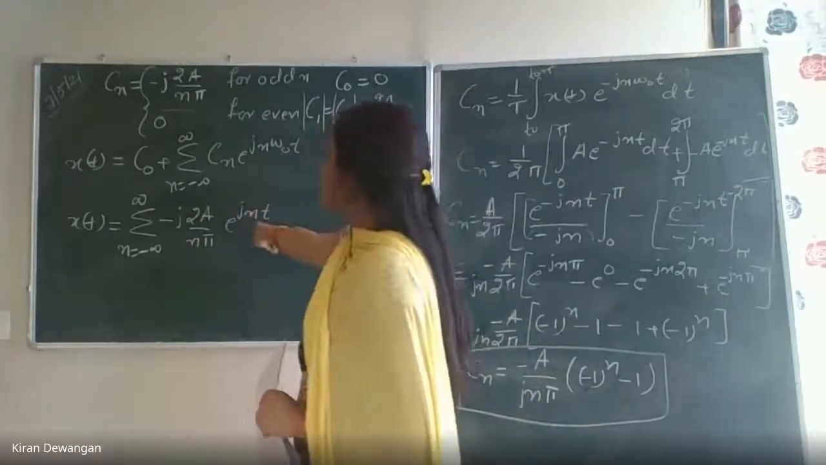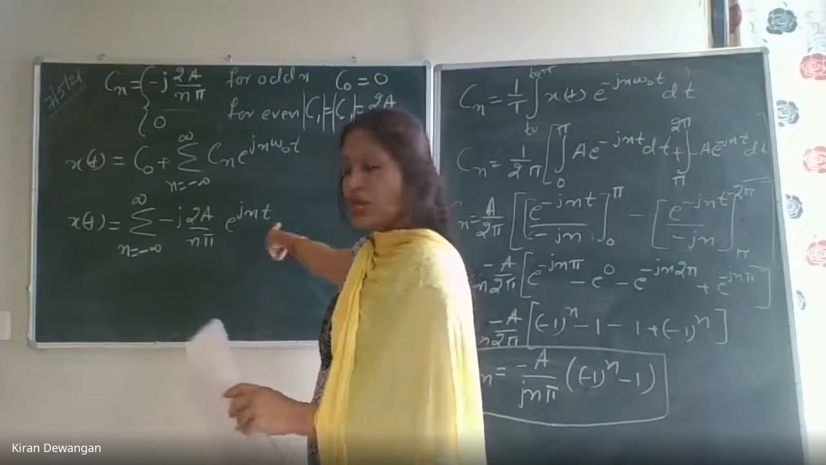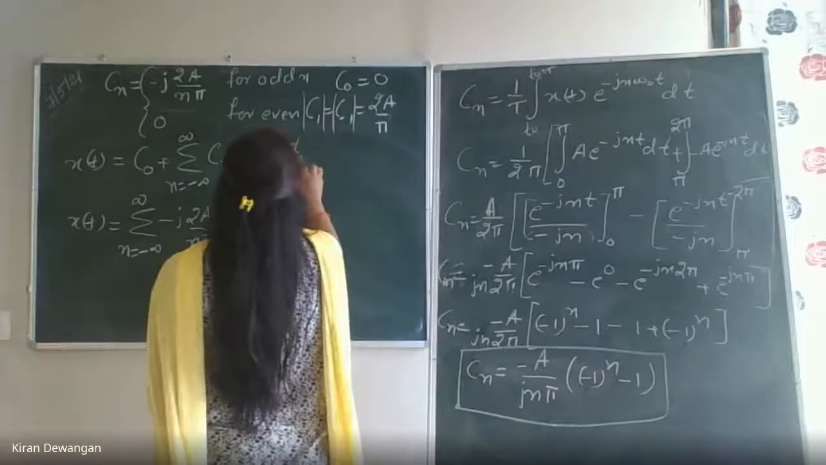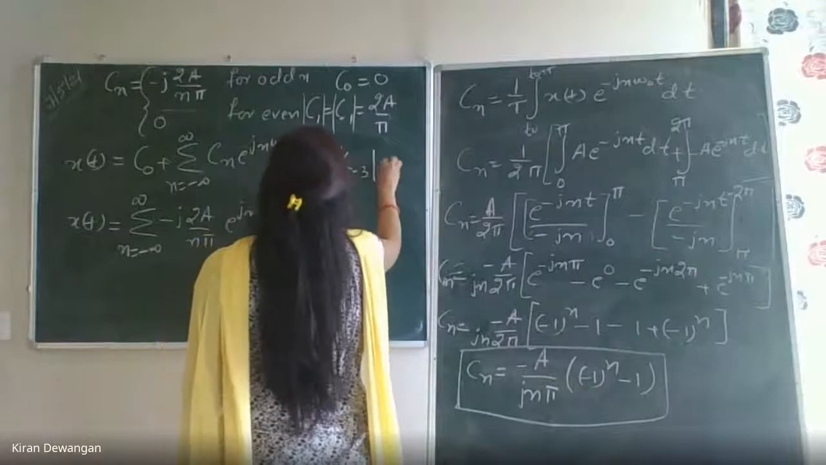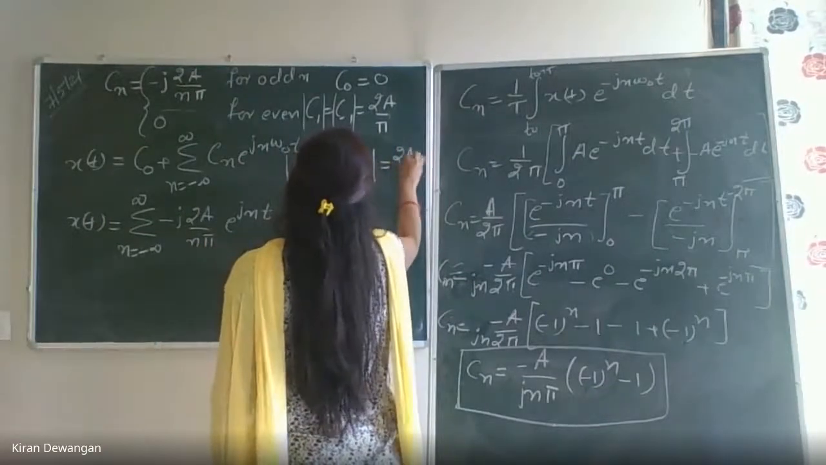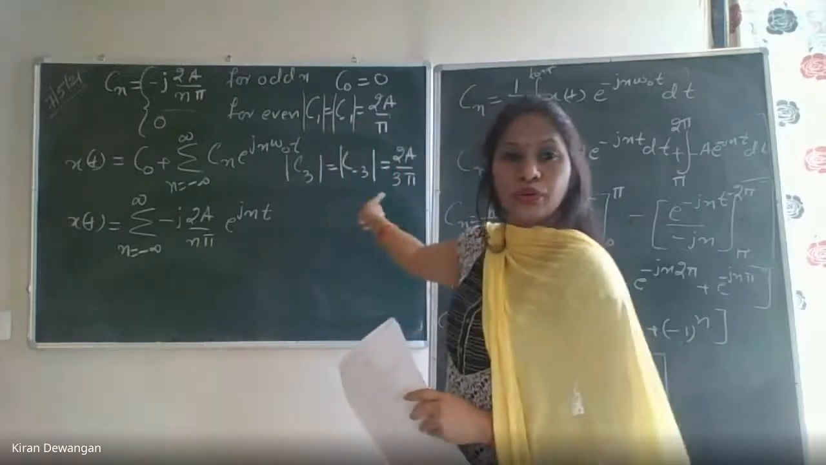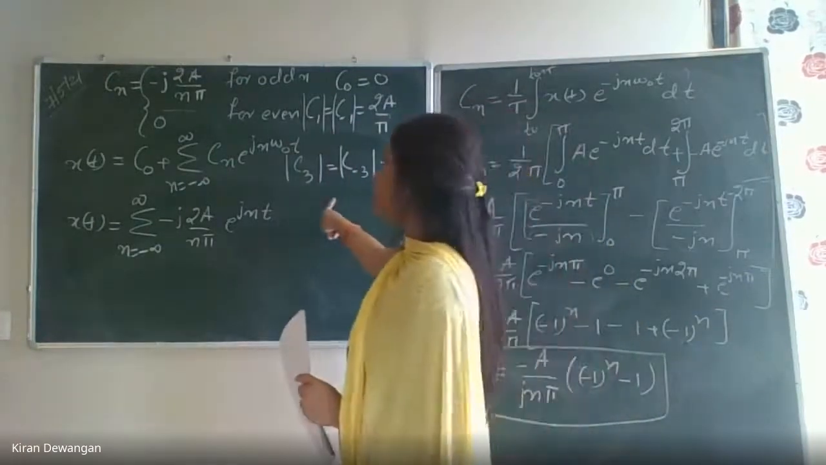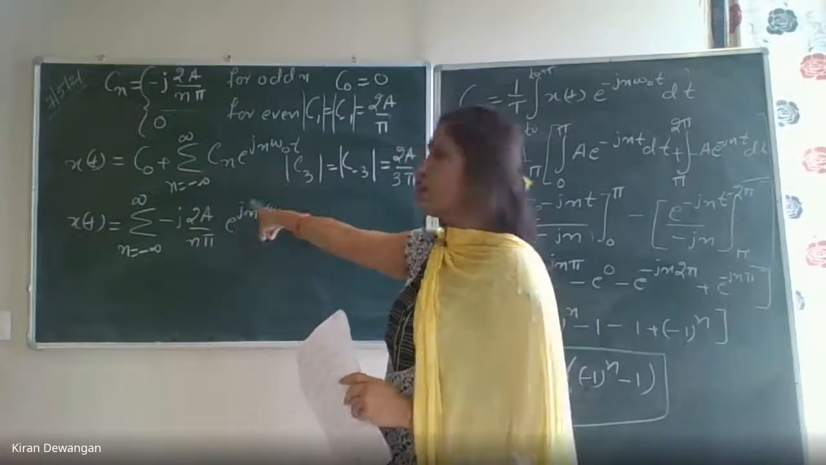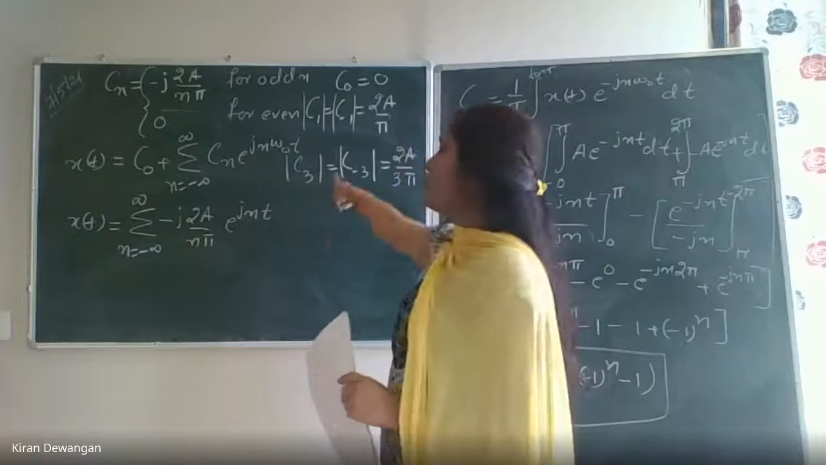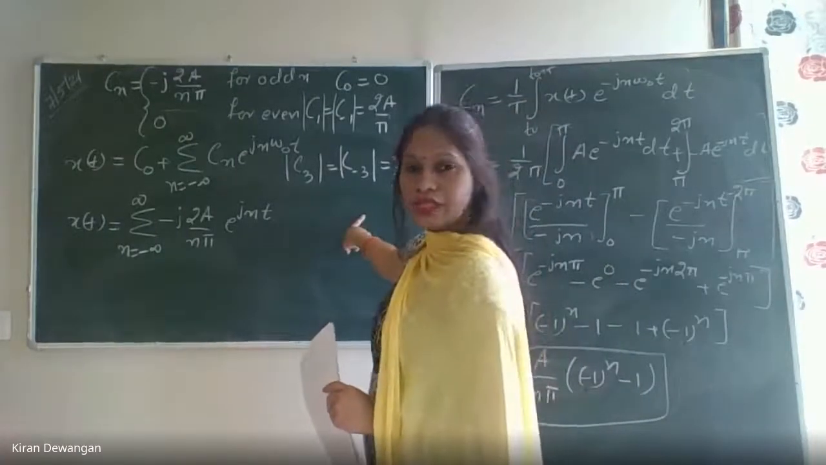Now it doesn't exist for even values. So directly we will calculate C of 3 equals mod of C of -3. It will be 2a by 3 pi. So it will be 2a by 3 pi. That is, we have to take the odd values of n because it doesn't exist for even values. So this is the first value, this is the second value, and we can further write the other values also, that is C of 5 and C of -5, and accordingly.